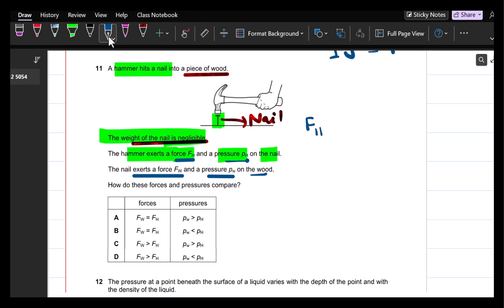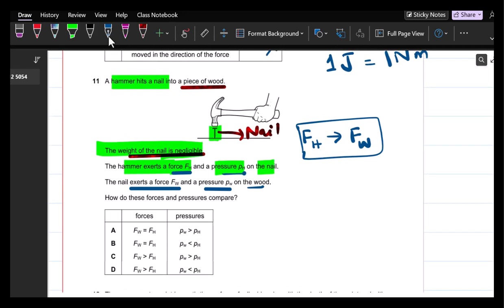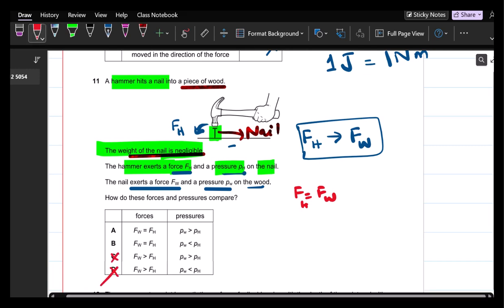The force the hammer applies to the nail and the force the nail applies to the wood will be the same. What it means is that the force the head of the hammer applies and the force the nail applies will remain the same. Okay, but the pressure will vary. Pressure will be different. Force is the same, both the forces will be the same. So this is not the right option. A or B will be the right one.